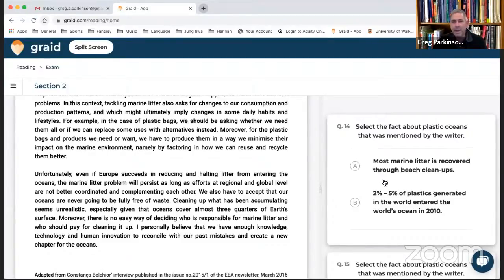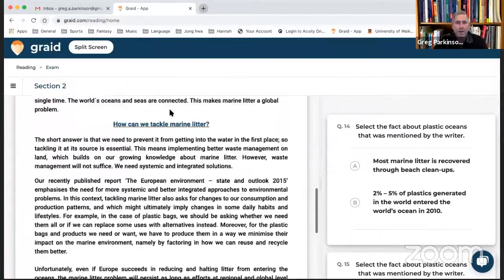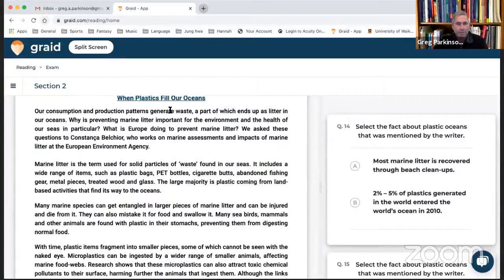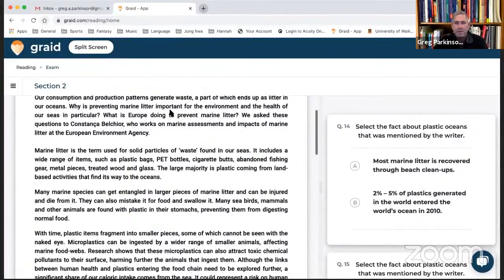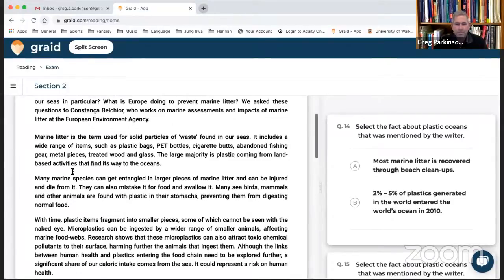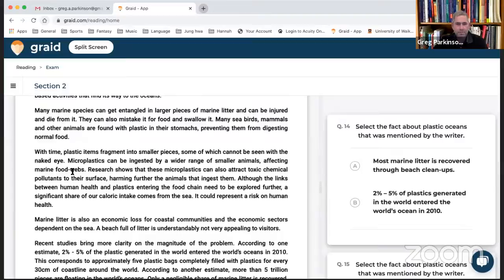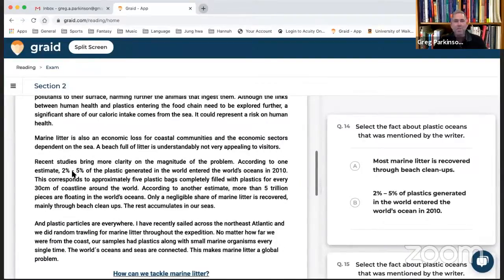is I would probably look for, when you're given the option of numbers, they're usually easier to scan for. So if we try to scan for 2010, hopefully we'll be able to find that quite easily. So we'll just go back to the top, and I want to give you a chance as the viewer to do some scanning as well. We're looking now for 2010. And if you have an eagle eye, you probably saw that pop up down here. So according to one estimate, 2 to 5% of the plastic generated in the world entered the world's oceans in 2010.